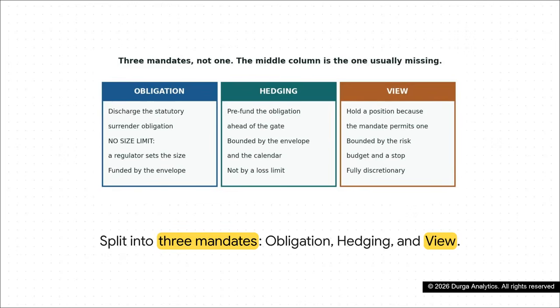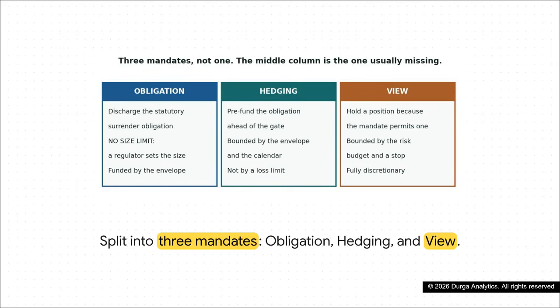First, the statutory obligation mandate, and listen closely. This must never carry a committee-imposed size limit. Why? Because a regulator measuring a chimney has already set its size. You can't debate it. Second, you have the hedging mandate, which allows you to pre-fund that obligation ahead of the gate. And third, the view mandate, which is your speculative book bounded by your risk budget.